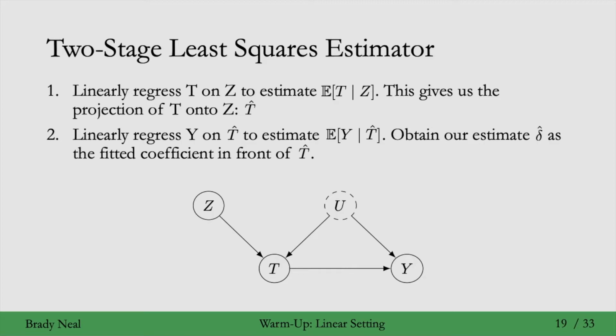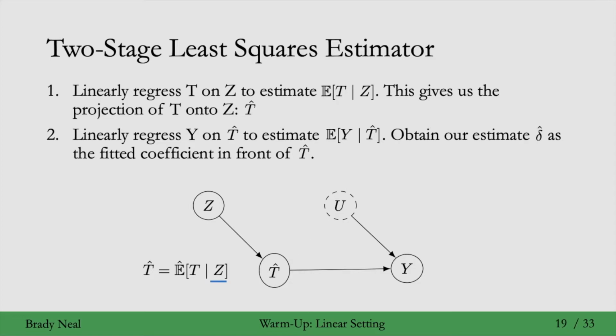So here's the intuition that I mentioned this estimator is useful for. Consider this graph in the bottom here, and consider that t hat equals the estimated expectation of t given z. Imagine that we change this graph, so instead of using t, we're going to use t hat. Right, so in stage 2 of the estimator, we're not regressing y on t, we're regressing y on t hat. And then note that t hat is only a function of z, it's not also a function of u like t is. So because t hat isn't a function of u, we can remove this edge from u to t hat.